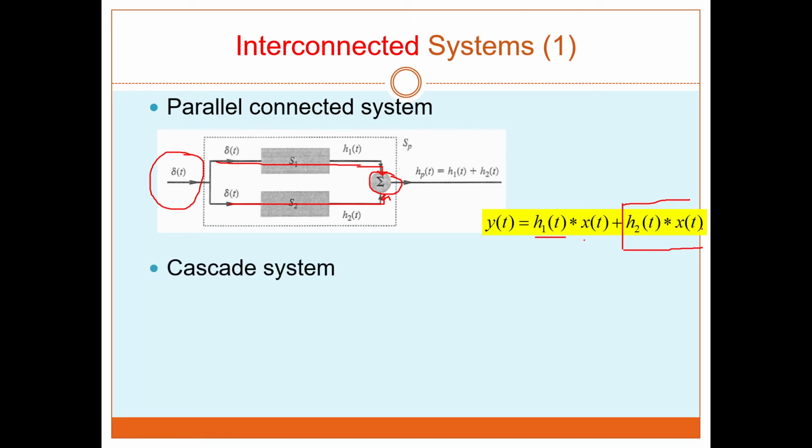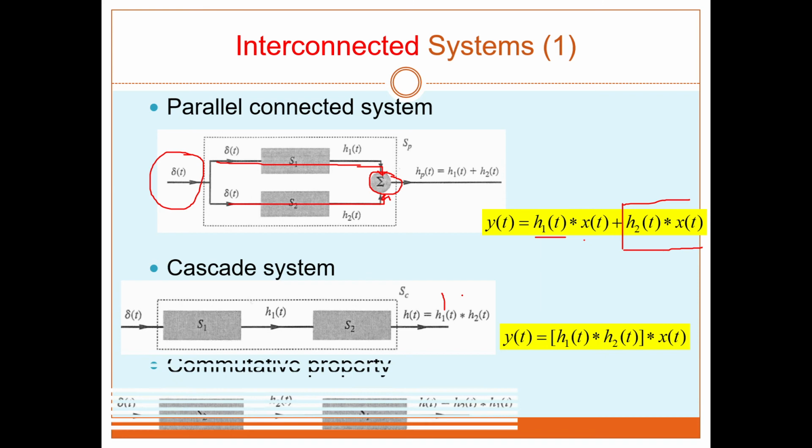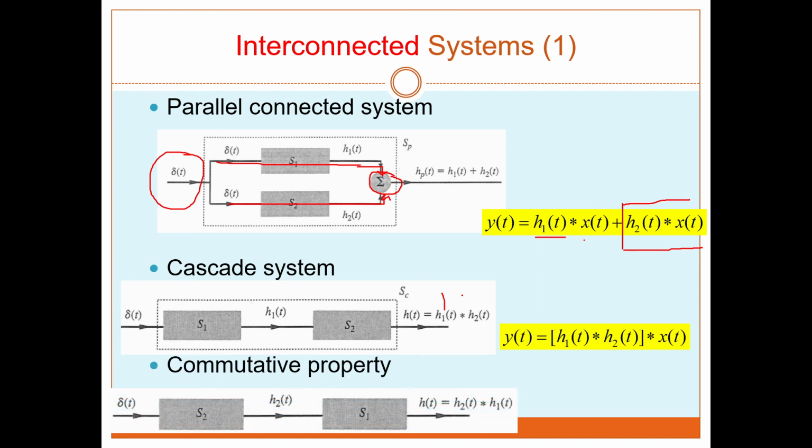We also have a cascaded system. If we have a cascaded system, that means step by step. So the first one, h1(t), will be convolved with h2(t), and then convolved with the input x(t). Also, there is a commutative property, which is more or less the same as the cascaded system. So also h2(t) convolved with h1(t).